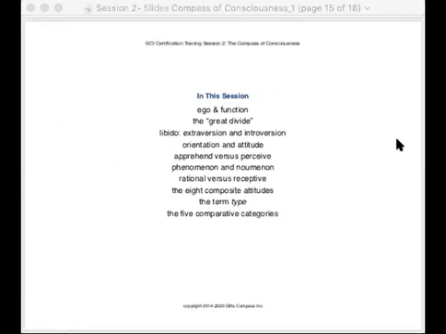So in this session, we have reviewed ego and function, the great divide, libido, extroversion and introversion, orientation and attitude, apprehend versus perceive, phenomenon and noumenon, rational versus receptive, the 8 composite attitudes, the term type, and the 5 comparative categories.